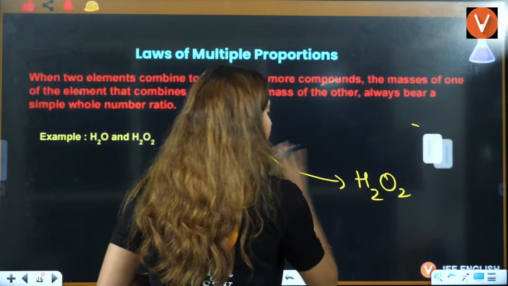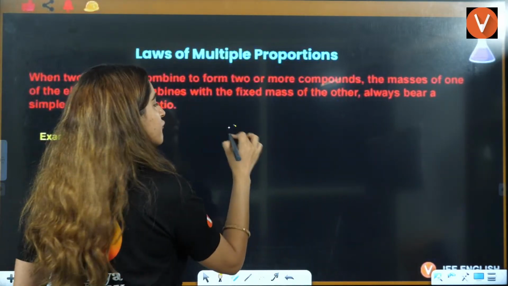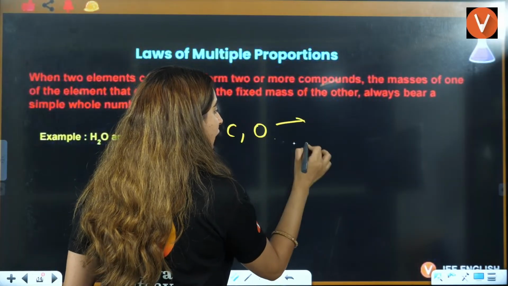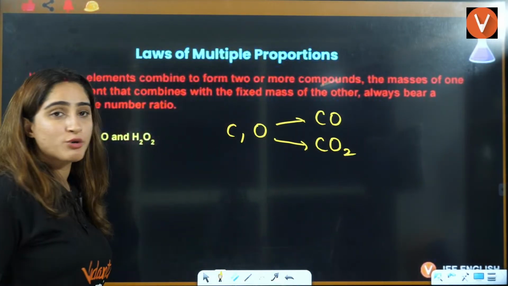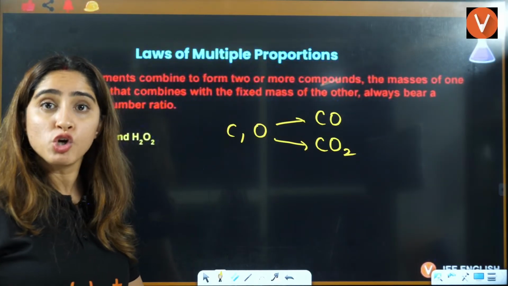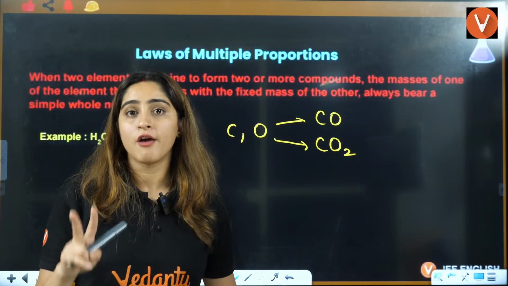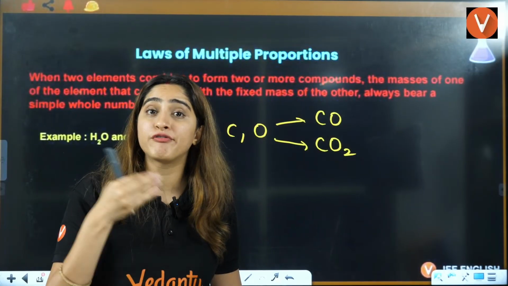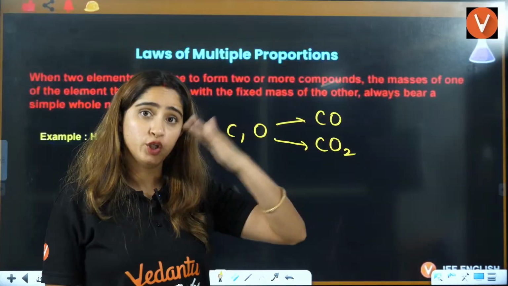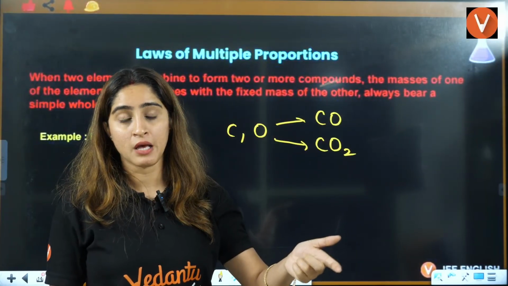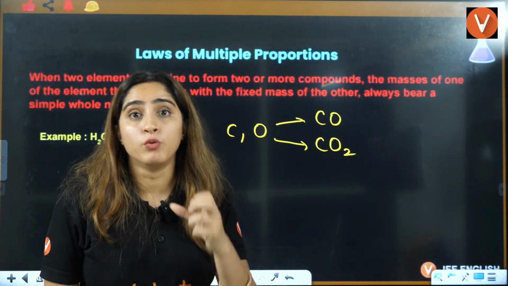Similarly, you have carbon and oxygen. If you have carbon and oxygen, you can get carbon monoxide, you can also get carbon dioxide. So two atoms, when they are combined in different ratios, in multiple proportions, you will get different products. You will get different compounds, right?